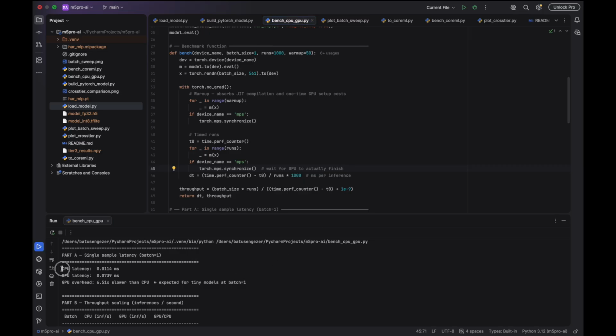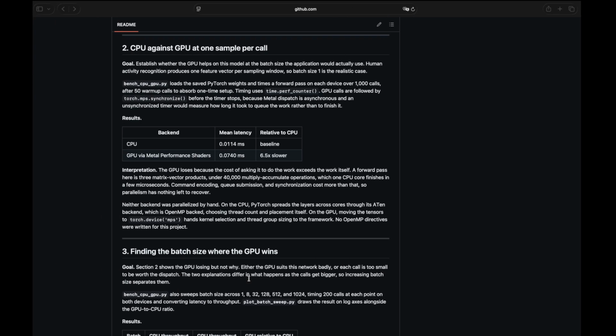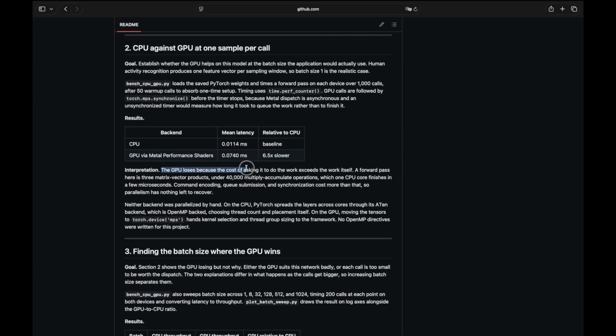The CPU completed a forward pass in 0.0114 milliseconds, whereas the GPU required 0.0740 milliseconds. The GPU is therefore approximately 6.5 times slower. The explanation is dispatch overhead. Before the GPU performs any arithmetic, the CPU must encode the command, submit it to a queue, and synchronize on the result. This forward pass is three matrix vector products totaling 38,144 multiply accumulate operations, which a single CPU core completes in a few microseconds. The fixed cost of engaging the GPU exceeds the cost of the computation being dispatched.